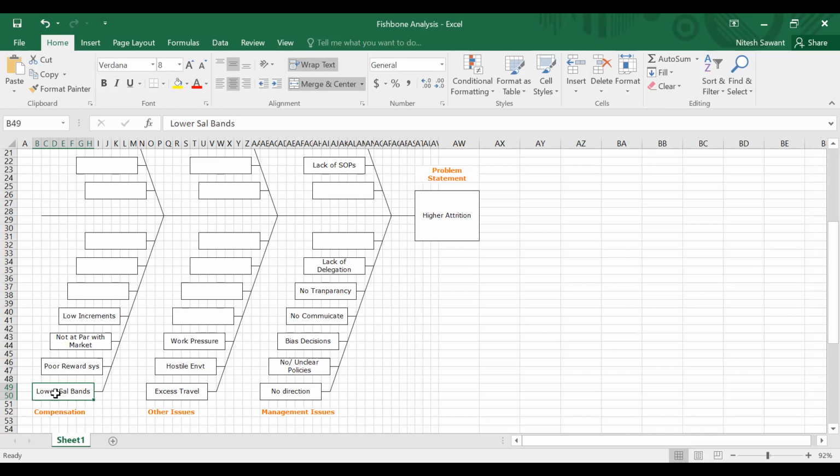Now you need to design an intervention for how you are going to tackle this issue. So tell me what you will do. If the salaries are not at par with market, what will you do? Give me 3 steps.